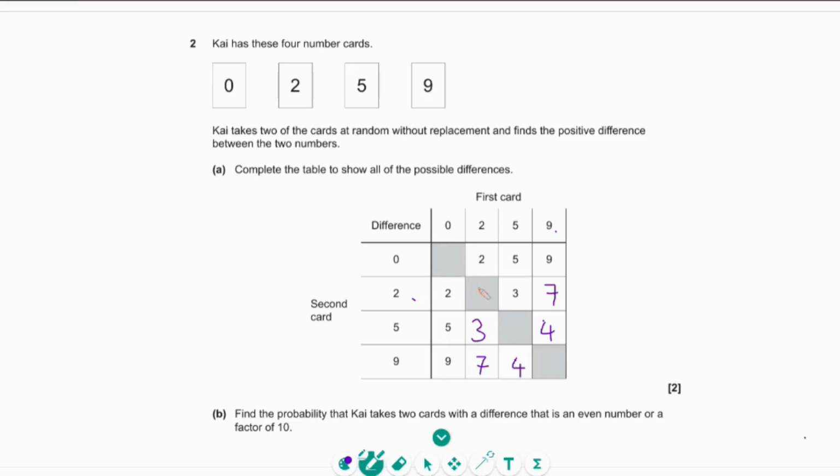We've got these diagonal lines blanked out because if you pick out a 0, you're not putting it back, it's without replacement. We can't pick out another 0, which is why those are blanked out. Find the probability that Kai takes 2 cards with a difference that is an even number or a factor of 10. I'm just going to highlight all my even numbers first. Or a factor of 10. So what are my factors of 10? 1, 10, 2 and 5. So we've got 6 out of 12. Or you could have written half, the equivalent fraction to 6 over 12.